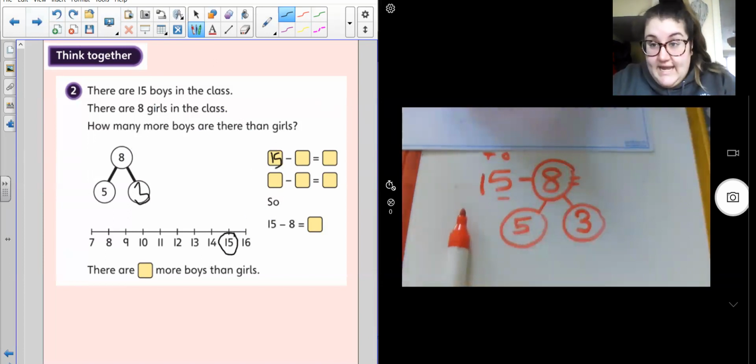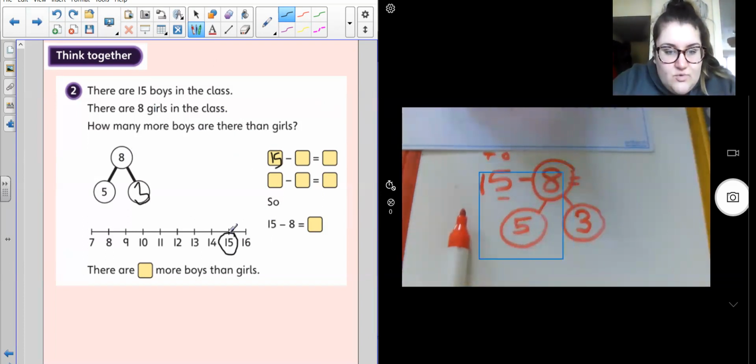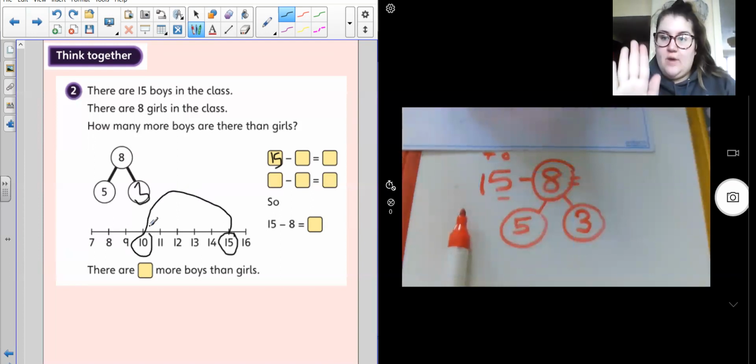Now, on my journey to finding out the difference, I'm going to stop at 10. So I'm going to do one big jump. Ready? Whee! All the way to 10. And I'm going to stop. And I'm going to think, how many did I have to take away?